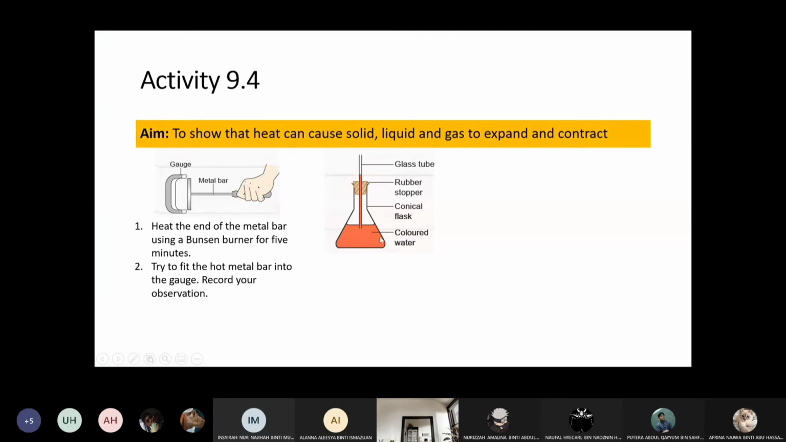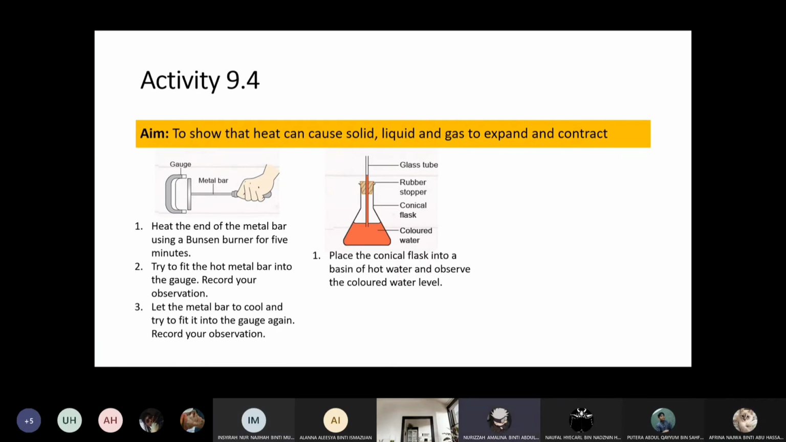Okay, the second diagram shows a conical flask. There is colored water in the conical flask. Okay, what happened to the colored water? Okay, what we will do, we'll place the flask in a basin. Place the conical flask with the colored water in a basin, okay? And then we put hot water in the basin.